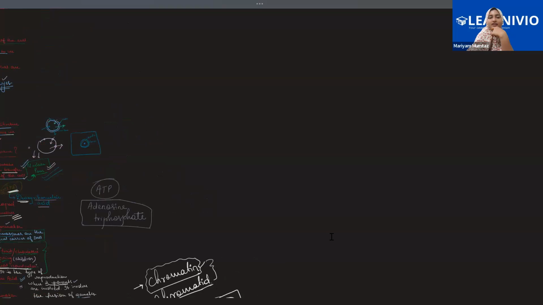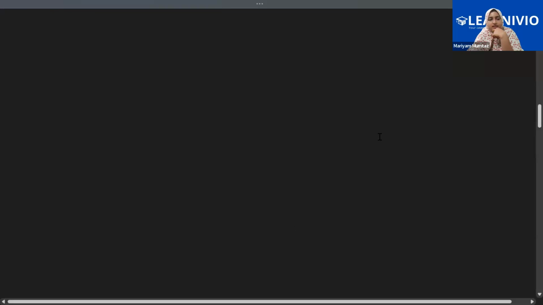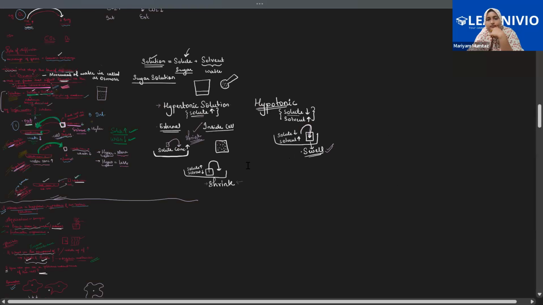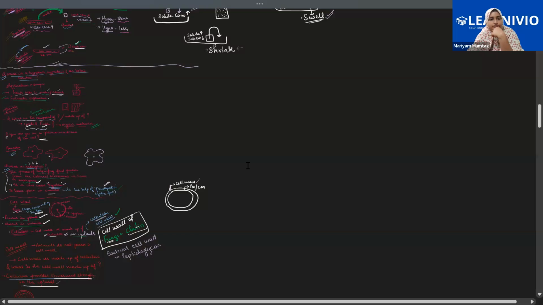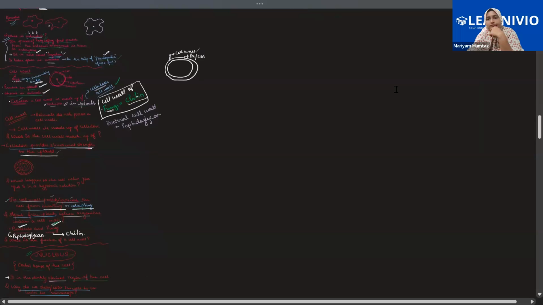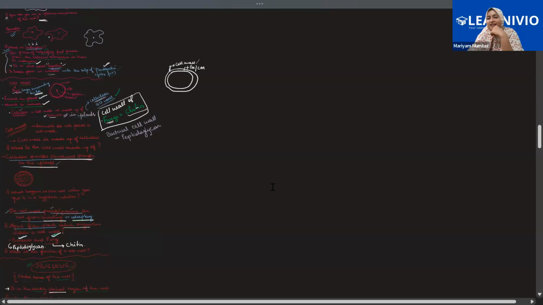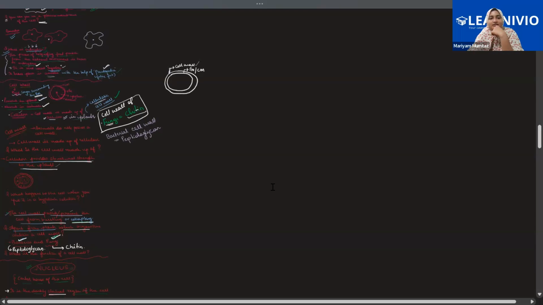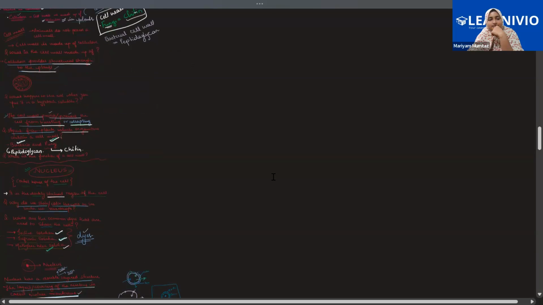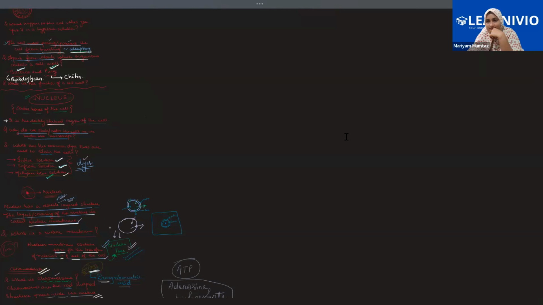Okay. Why is the nucleus called the control house of the cell? Why not party house? Why not something else house? Why only control house? Because it controls and coordinates all the cell's activities. Exactly. Controls and coordinates. It looks over every single cell activity.